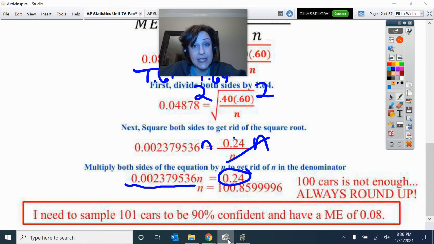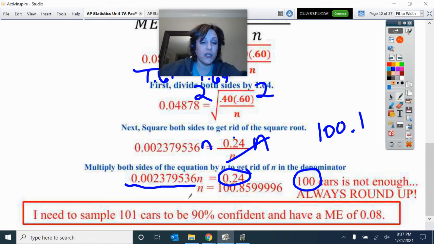So that gives us 100.86. We always need to make sure that we round up on this. We must always round up, because see, 100 isn't large enough to meet the specifications that we want. We have to have enough. Even if this was a number such as 100.1, I would still round up. So 101 is the smallest amount that I can have to meet these specifications.